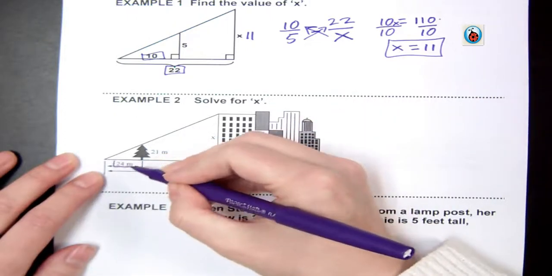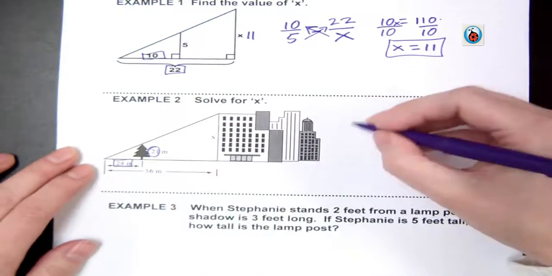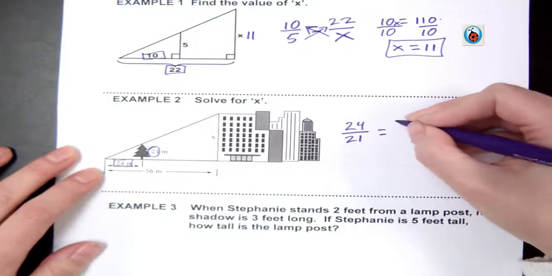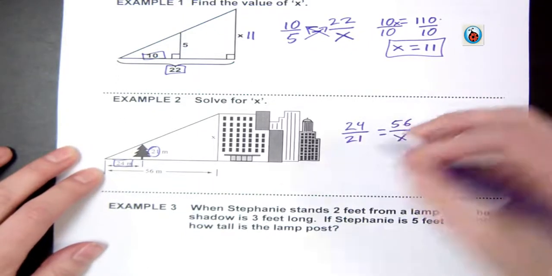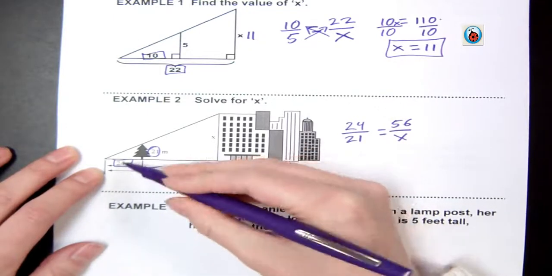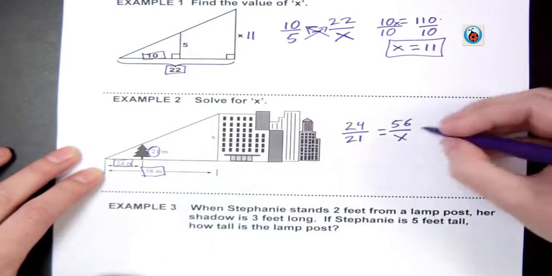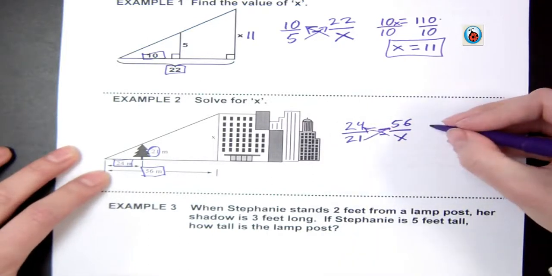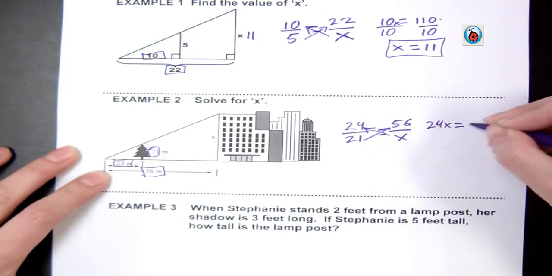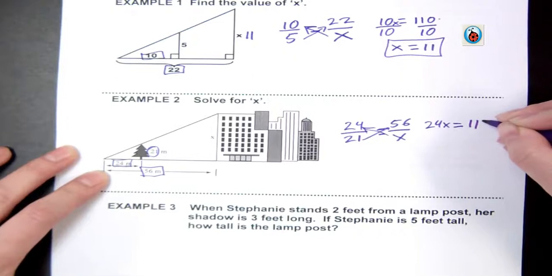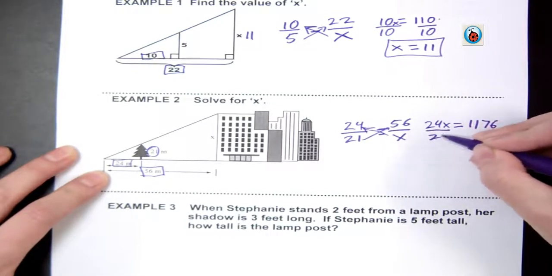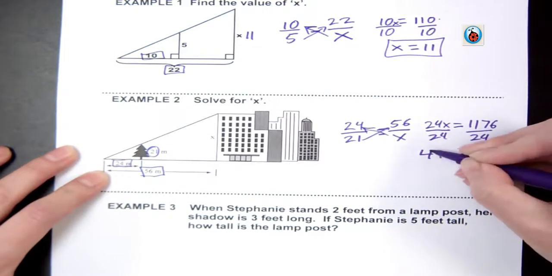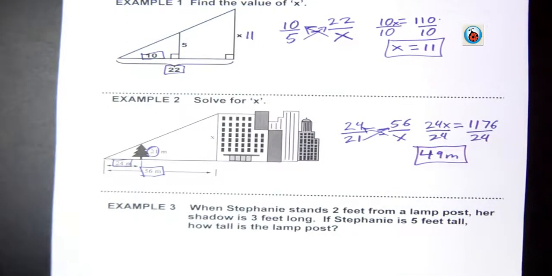And again, the smaller triangle is going to be my first proportion, so I will do 24/21 equals 56/x. And I make sure I matched up my two bases of the triangles and the two heights. And then I cross multiply. These are big numbers, so I will use the calculator to help me. That gives me 24x equals 1,176. I divide by 24 to get 49 meters as the estimated height of the building.